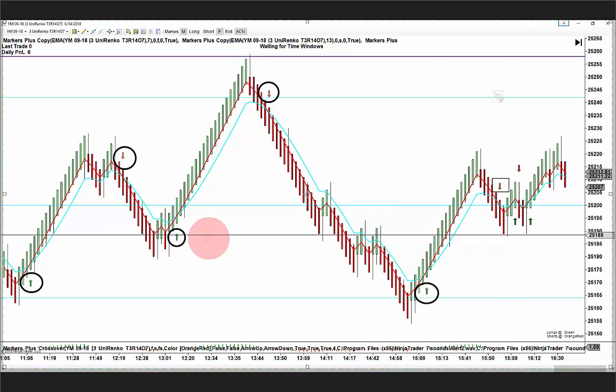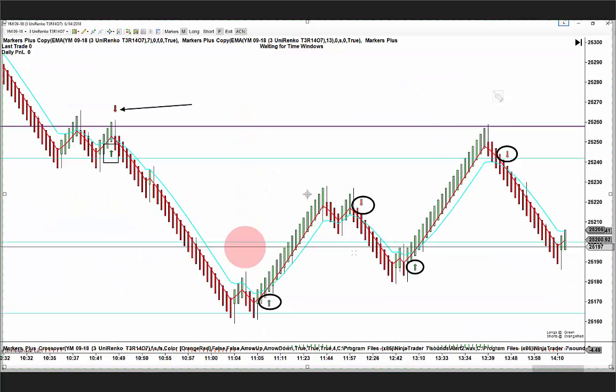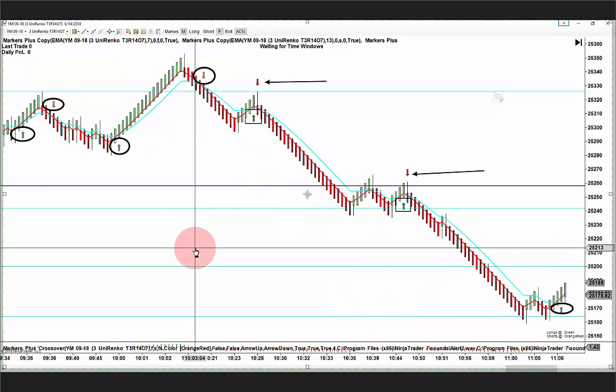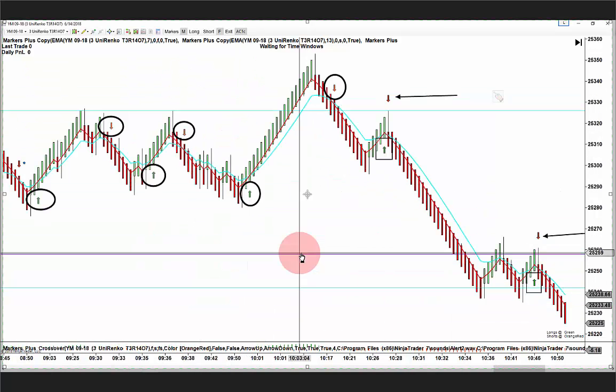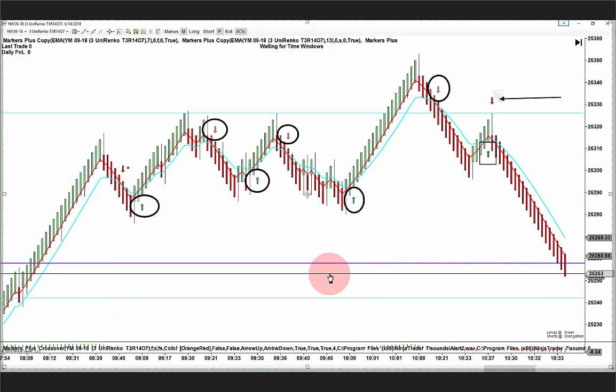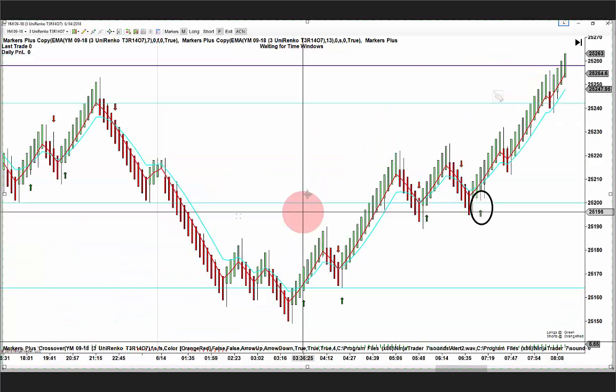So we got 1, 2, 3, 4, 5 and 1, 5 and 2, 5 and 3, 6, 7, 8, 9, 10, and a break even. So 10, 3, and a break even. 11 wins, 1 break even. We can count that as a loss if you want to, and 3 losses. That was for today.